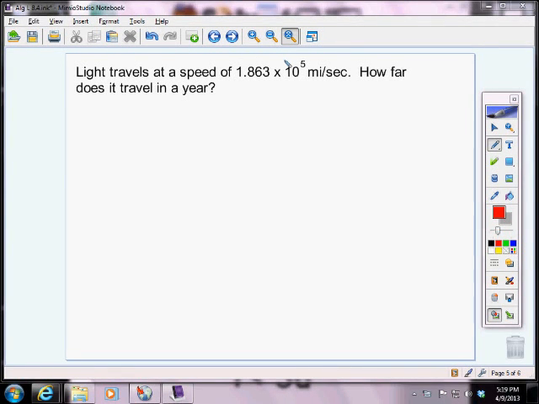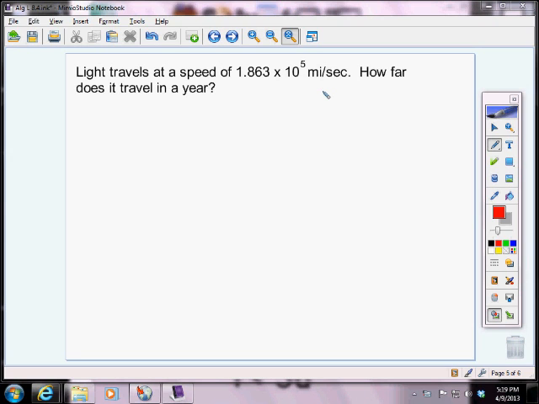Let's take a look at a couple real life examples of how we can use scientific notation. It says light travels at a speed of 1.863 times 10 to the fifth miles per second. Wow, think about that. 1.863 times 10 to the fifth miles per 1 second. Want to know how far it travels in a year?